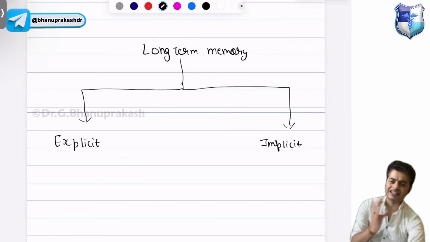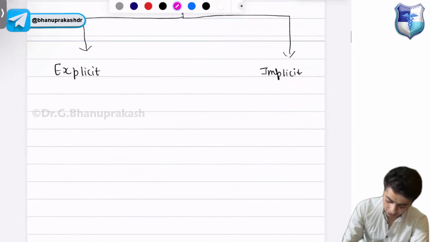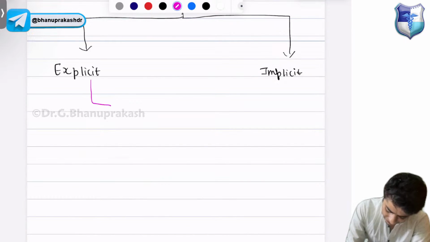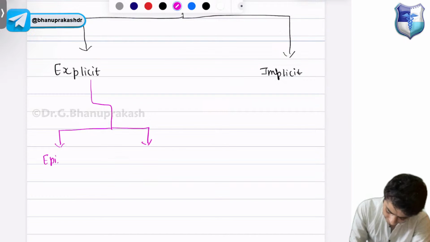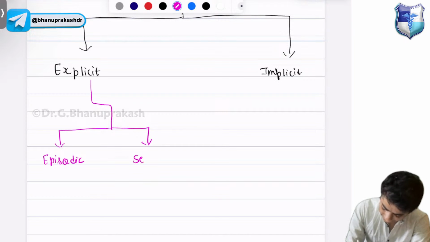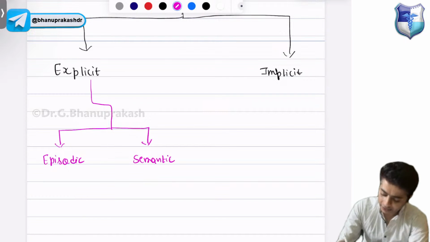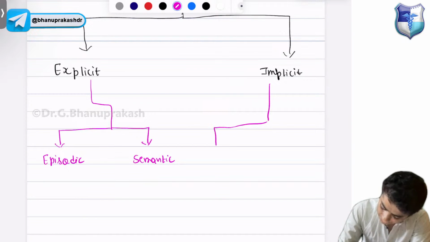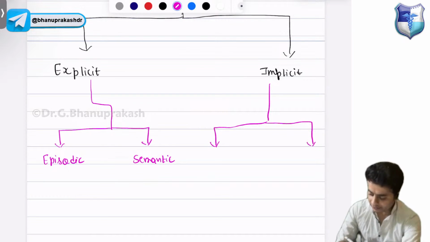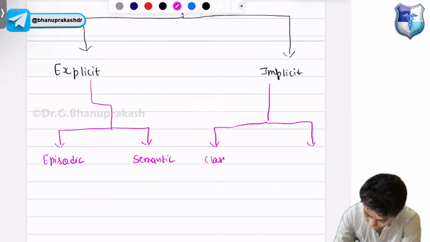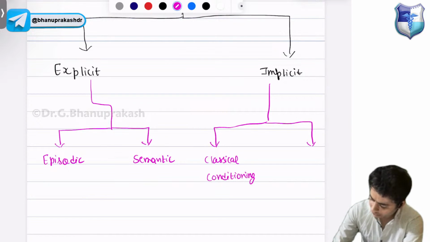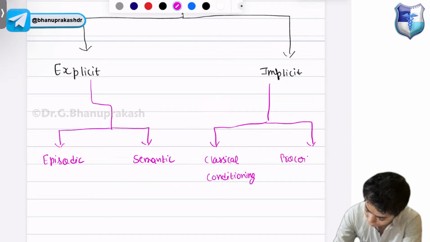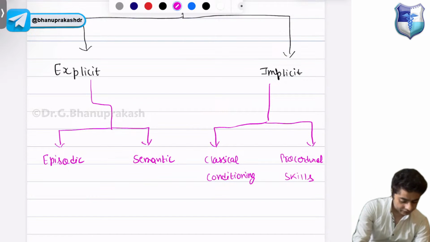Okay, you have divided it into two parts, that is explicit and implicit. Now further you will divide this explicit memory in two parts, that is your episodic and semantic. And this implicit in two parts: that is your classical conditioning, and the other is your procedural skills.